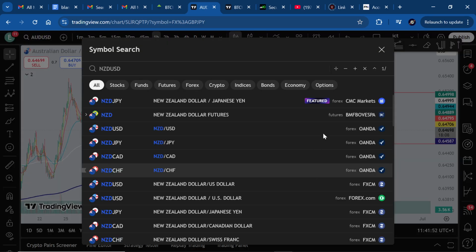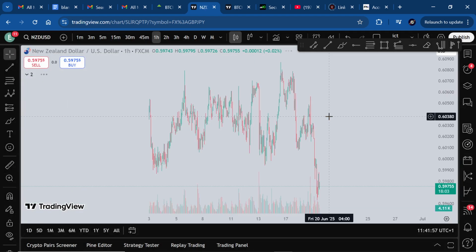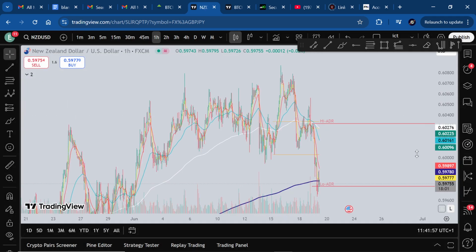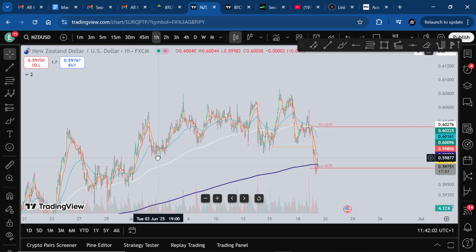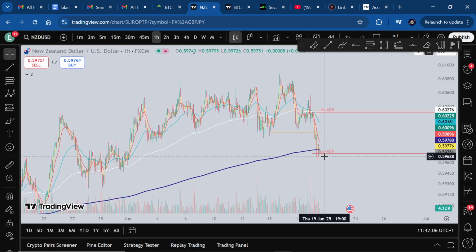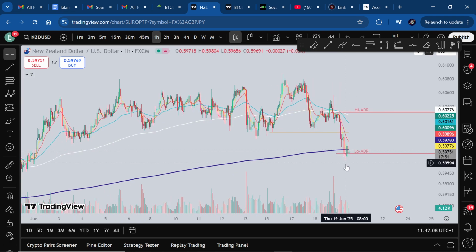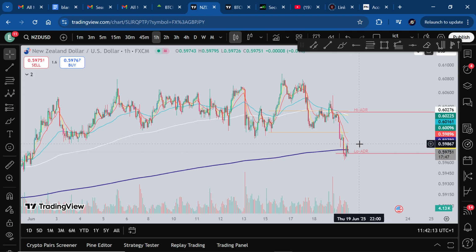Let's have a look. NZDUSD, FXCM, even better. Okay, we've broken this accumulation over here, this demand zone that was over here. It's been broken. Okay, so we've gone below it, even spent time below it. Yeah, 1, 2, 3, 4, 5, 6, 7 candles below that low.